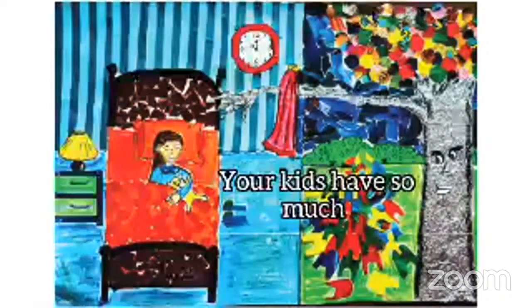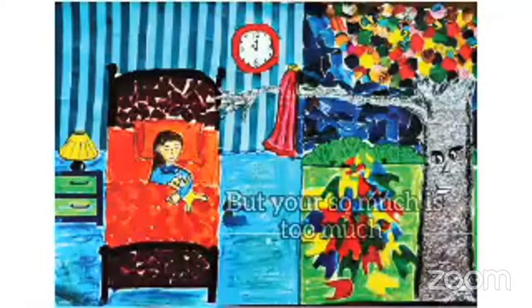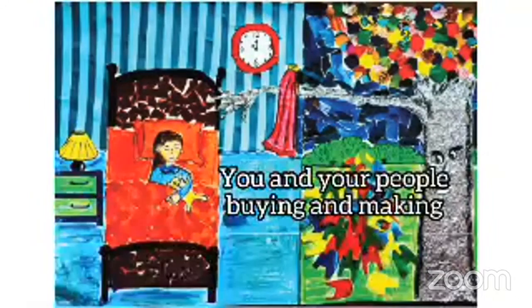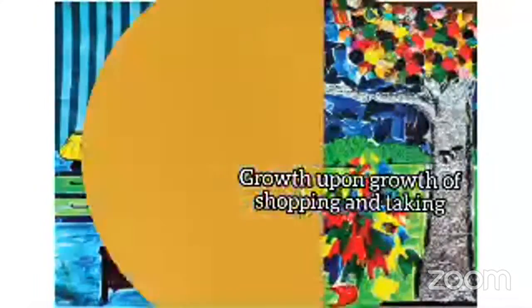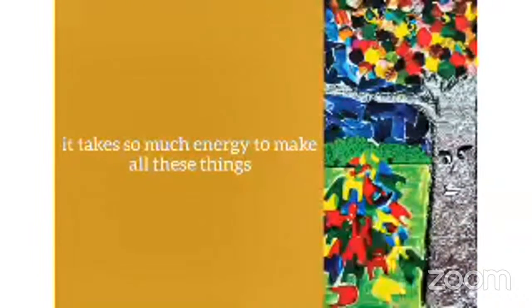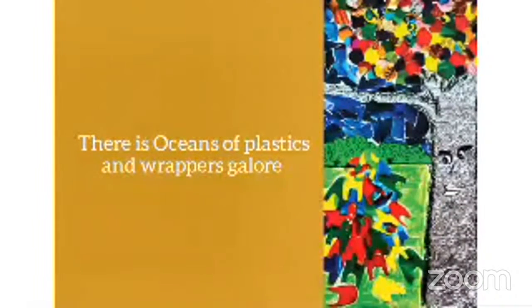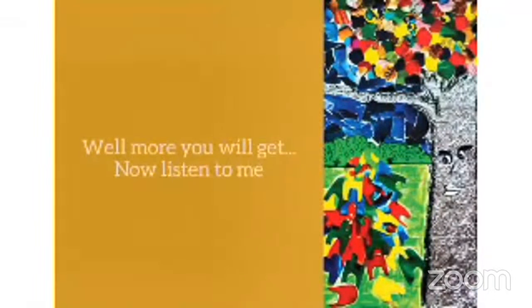"You kids have so much," the tree rustled and spoke. "But your so much is too much. You've taken the cake. You and your people are buying and making, growth upon growth of shopping and taking. It takes so much energy to make all these things. Unfortunately, most of it ends up in bins. There's oceans of plastics and wrappers galore. There's mountains of toys, yet you still want more. Well, more you will get.